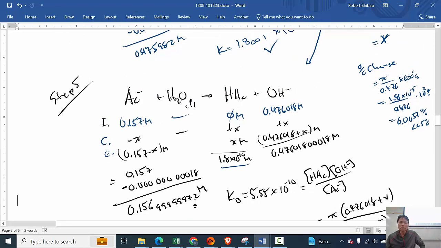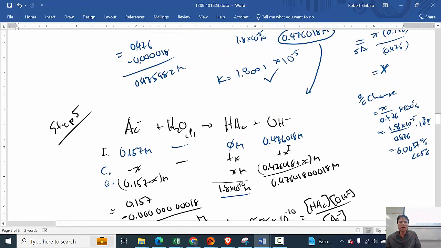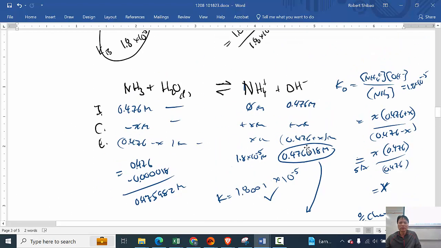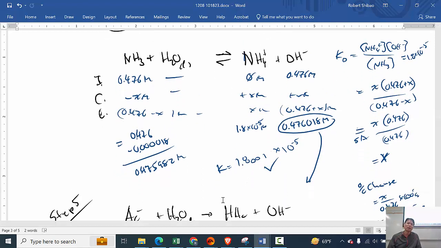Okay, then I have to look. Was the change very significant? That is, will this additional hydroxide perturb the previous? And so we did add a little bit more, but how much more did we add? Because the K worked out in the previous step. In the previous, it was supposed to be 1.8 times 10 to the minus 5. I got 1.8001 times 10 to the minus 5. So that looks good. But now the hydroxide has changed.